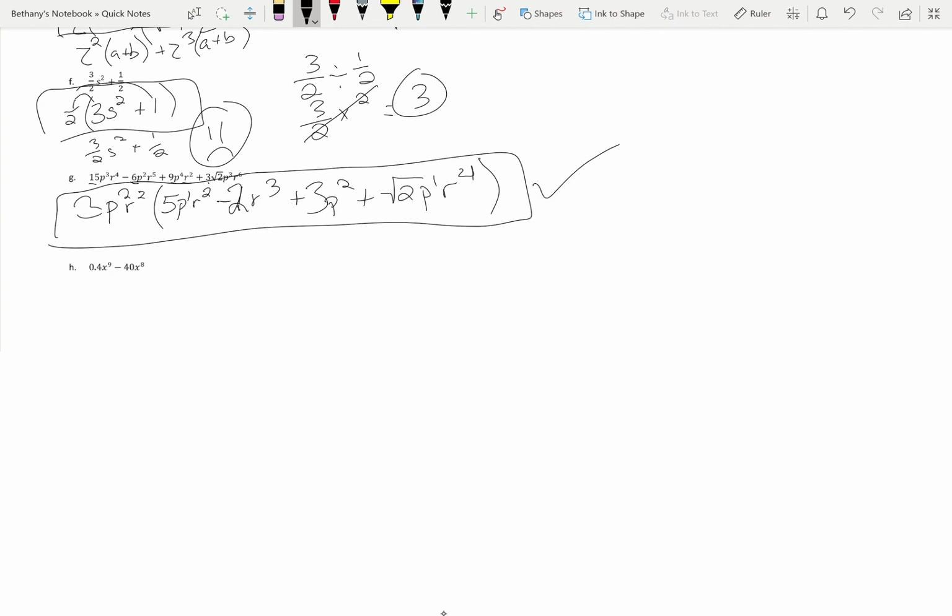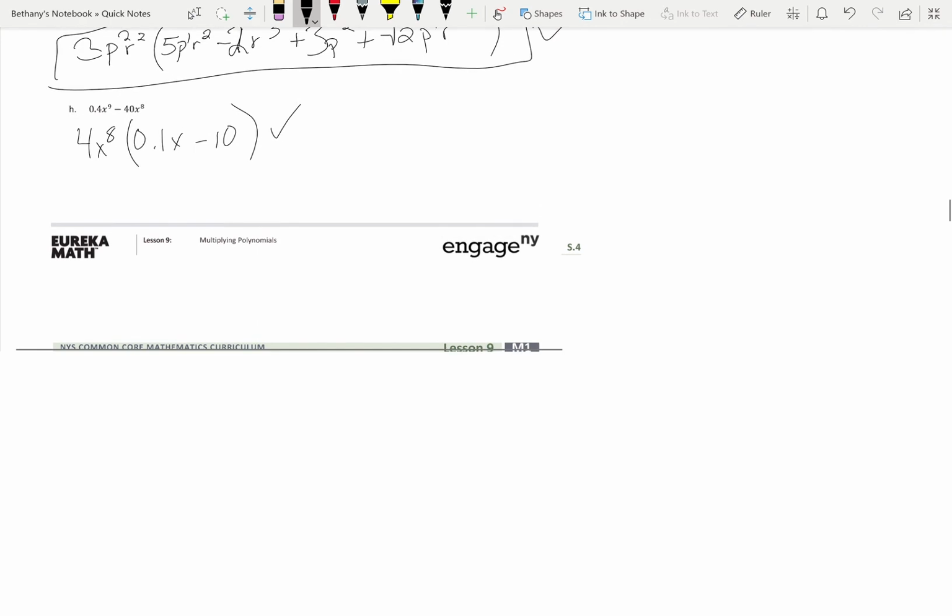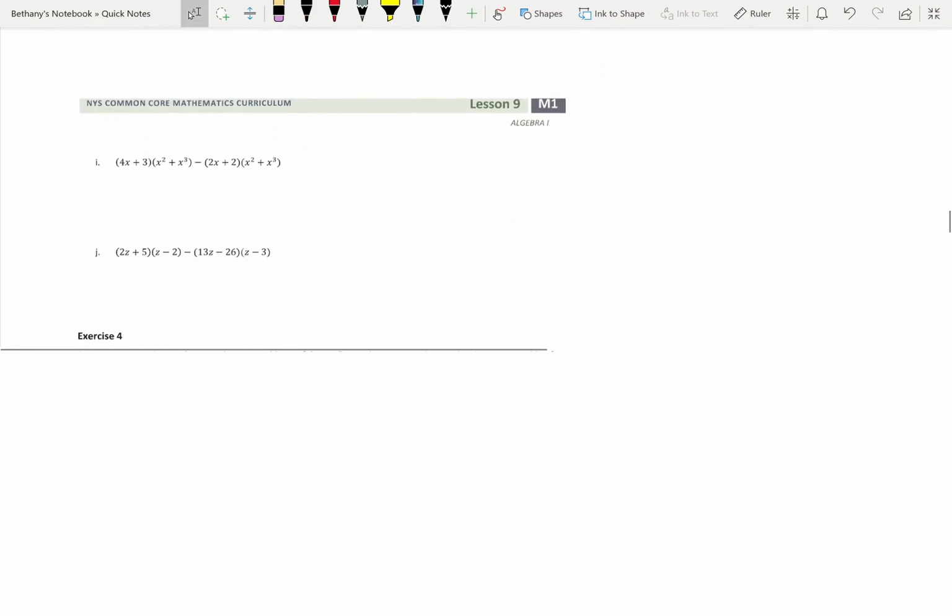Alright, lastly, 0.4x to the 9th minus 40x to the 8th. Okay, I'm going to take out a 4x to the 8th and say that 0.1x minus 10. Maybe. If you would do it differently and you got something else, that's fine. This should be correct too. Just double check. If it works with distributive property, you're good to go.